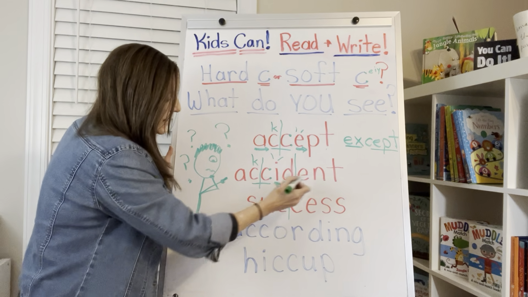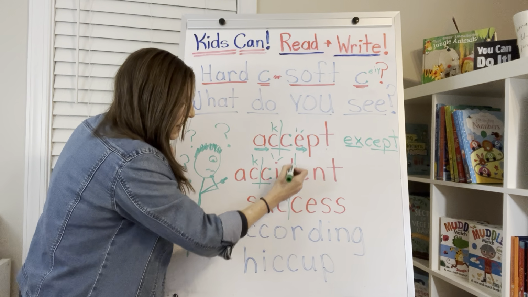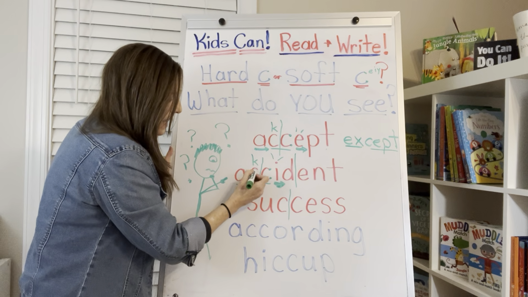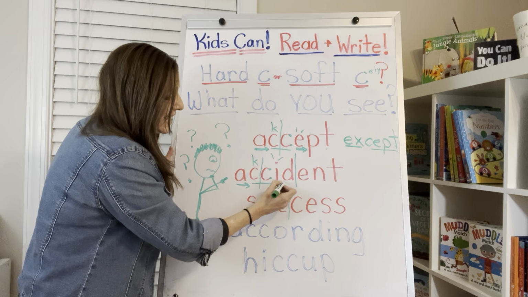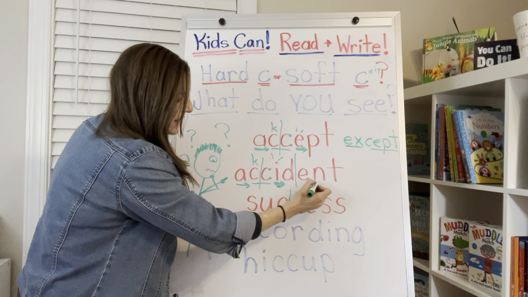So when we read this, we're going to read it in parts. Remember, we go one past the vowel and then we break it. So here we go. Ack, id, sid, ent.